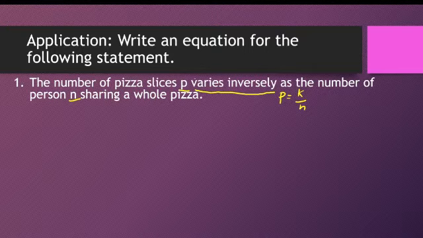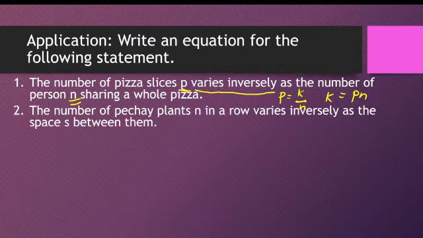So, P yung unang binanggit na variable, varies inversely. Yung constant natin over yung pangalawa, the number of person, N. Tapos, ang constant nga natin ay product. So, Pn. K is equal to Pn.